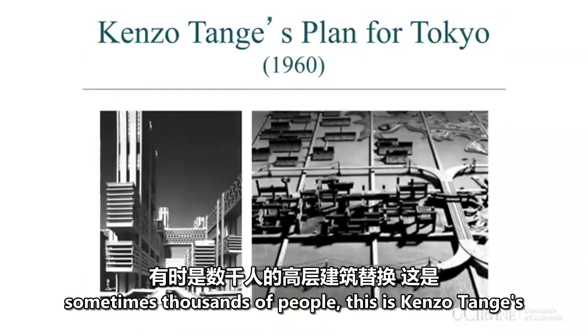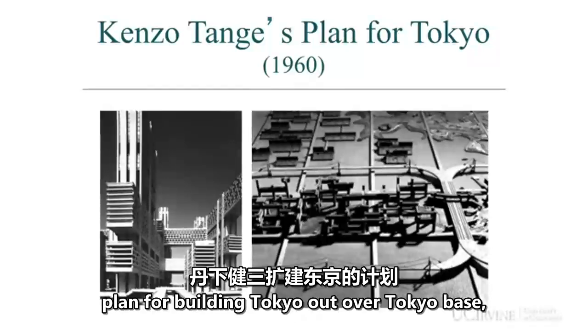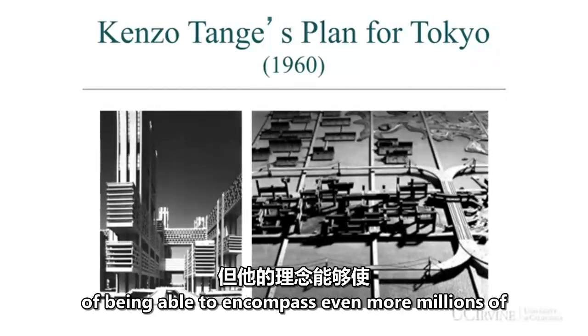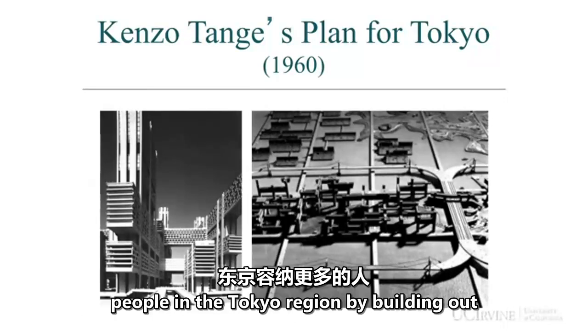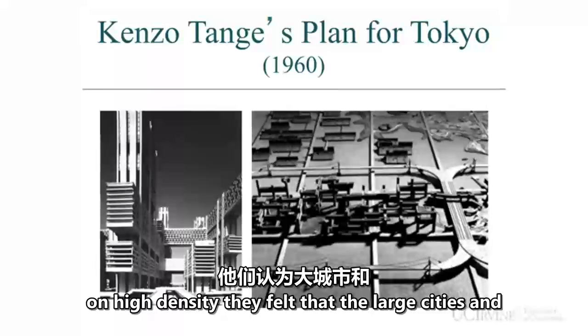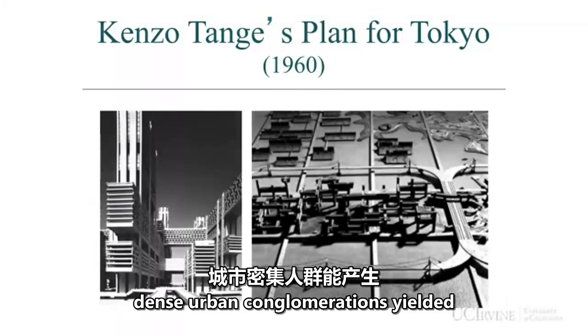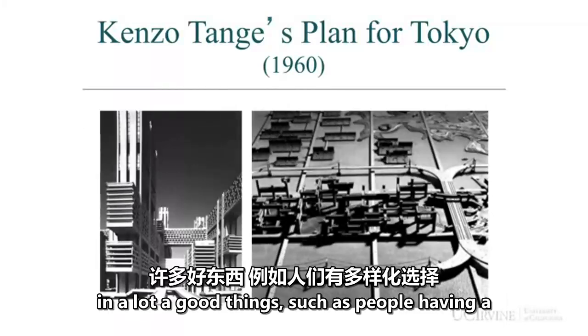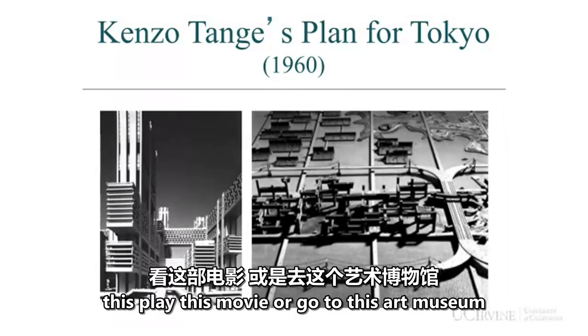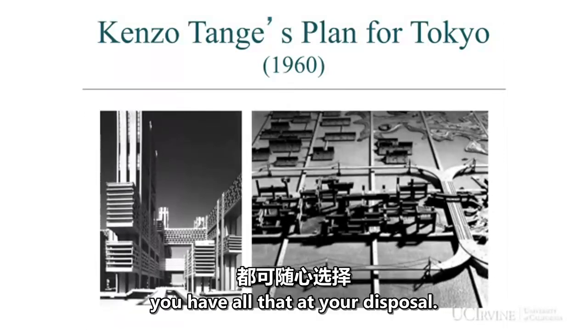This is Kenzo Tange's plan for building Tokyo out over Tokyo Bay. So this didn't really get designed, but that was his idea of being able to encompass even more millions of people in the Tokyo region by building out over the water. So all of these designers are really big on high density. They felt that large cities and dense urban conglomerations yielded a lot of good things, such as people having a diversity of options. You know, if you want to go to this play or this movie or go to this art museum, you had all of that at your disposal.